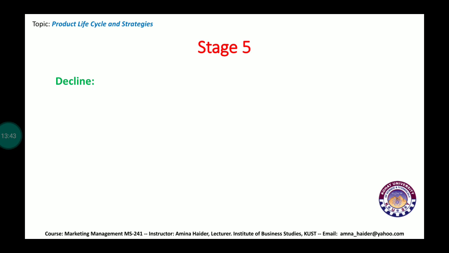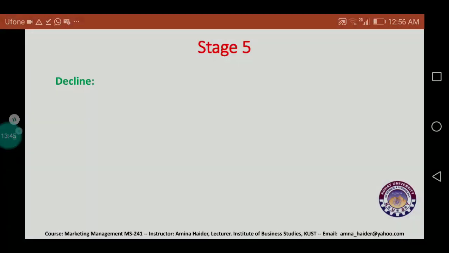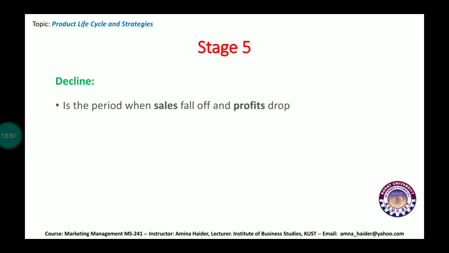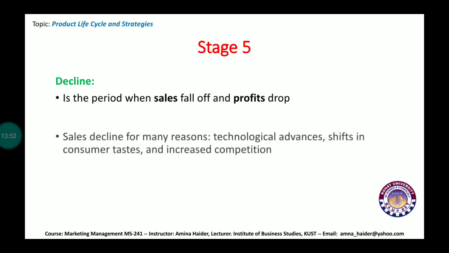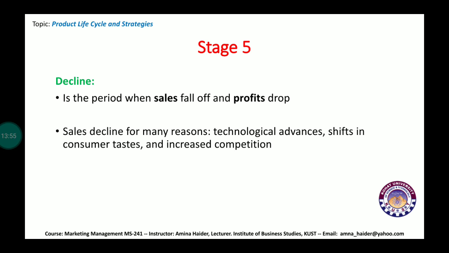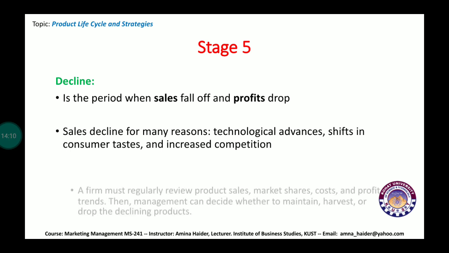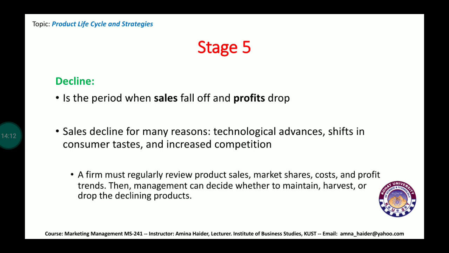The next, stage 5, is the declining stage in the product life cycle. It is the period when sales fall off and profits drop. Sales decline for many reasons: technological advancements, shifts in consumer taste, and increased competition.